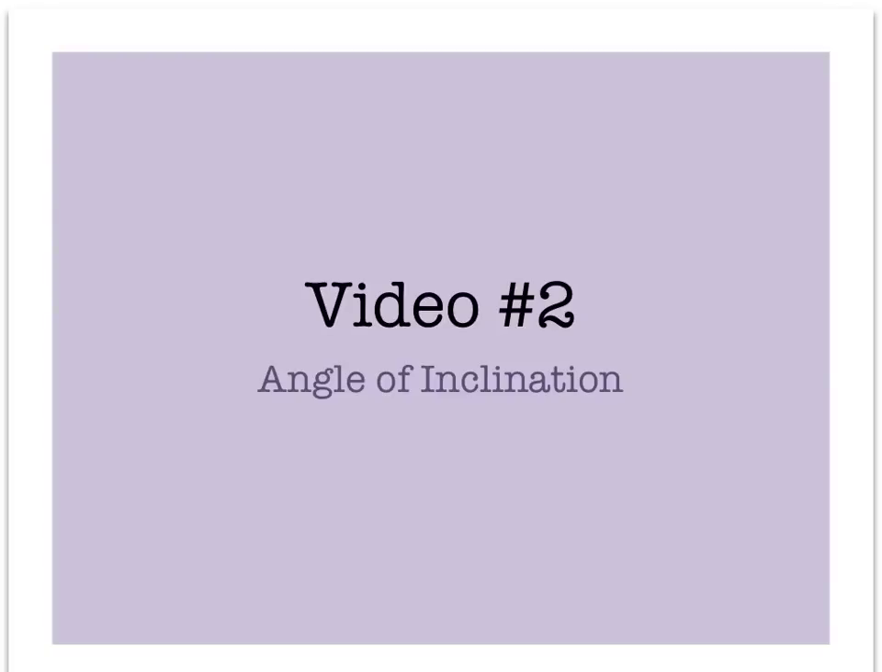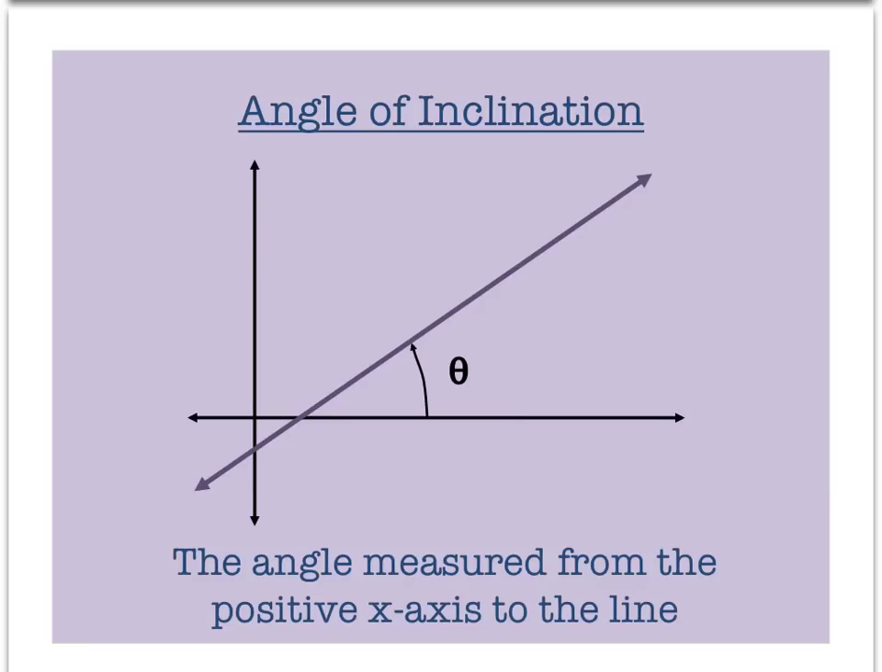In video 2, we're going to discuss something called angle of inclination. This is a pretty straightforward and hopefully a short topic. The angle of inclination, you can see the definition down here, is the angle measured from the positive x-axis, so it's always out here to the right, up to the line, no matter where that line is. So you can see a picture here.